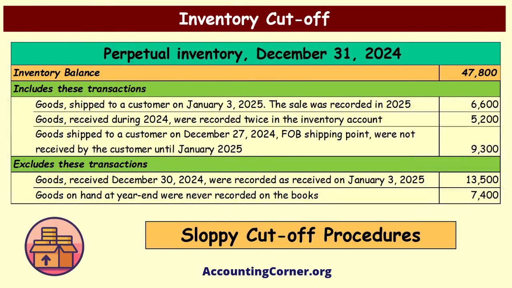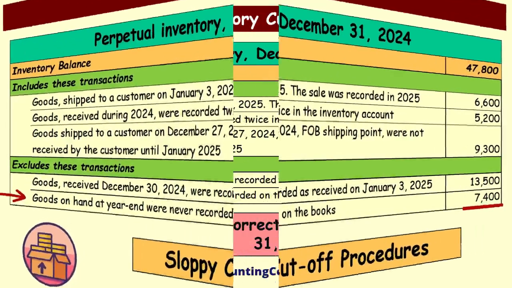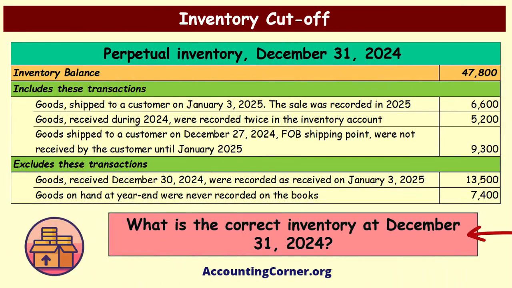Event number 4. Some goods received on December 30, 2024, were recorded as received on January 3, 2025. The cost of these goods is $13,500. Event number 5. Some goods on hand at year-end were never recorded on the books. The cost of these goods is $7,400. Let's analyze whether the cost of goods related to these events was correctly recorded, and what the correct value of inventory is as of December 31, 2024.